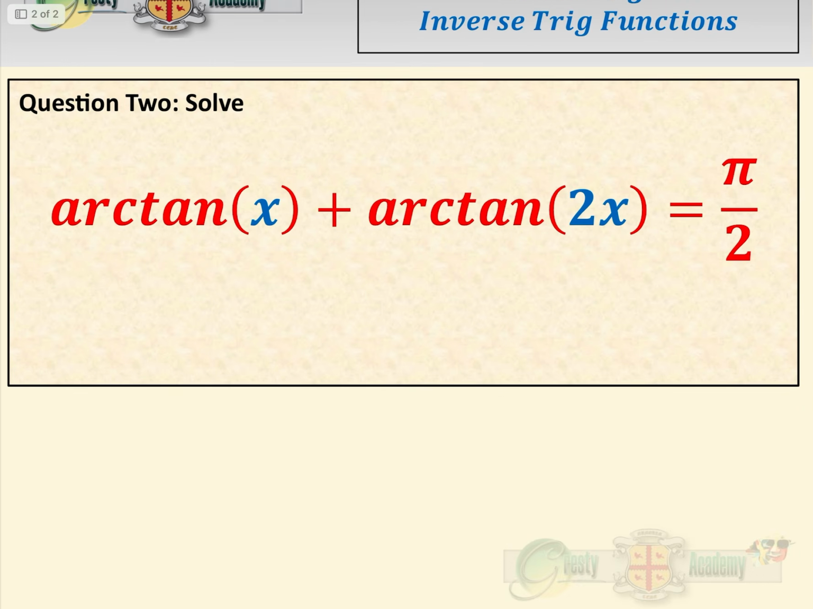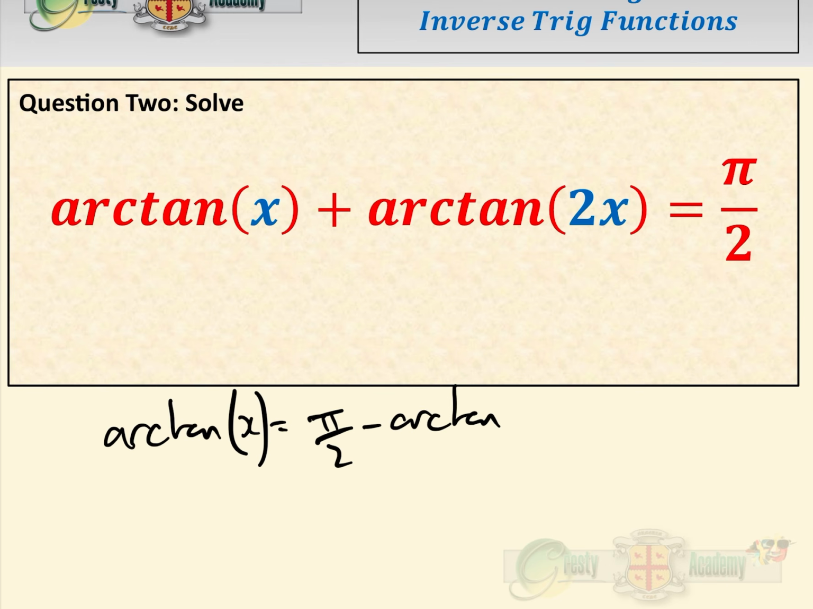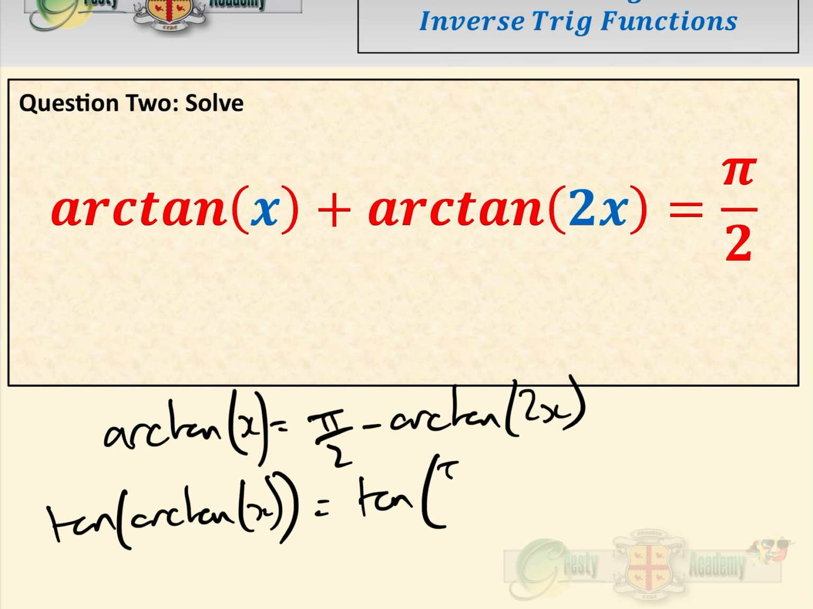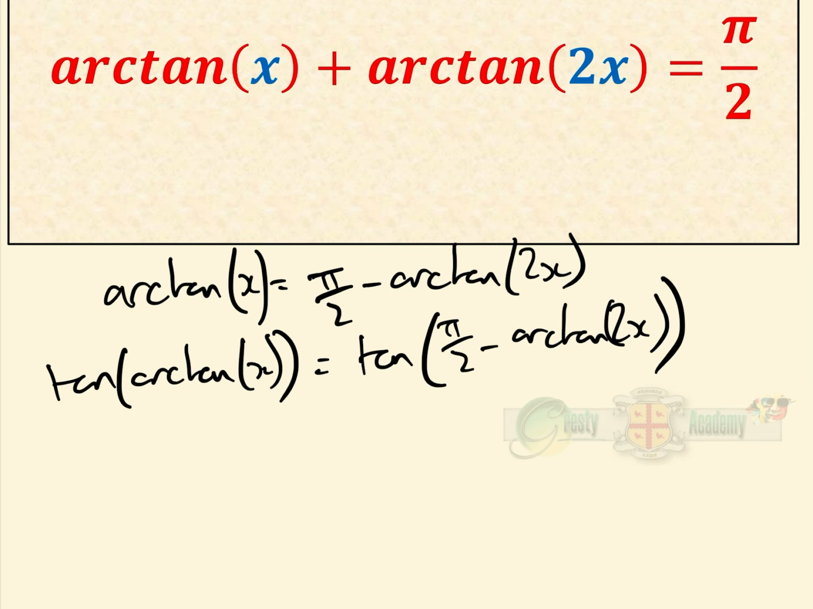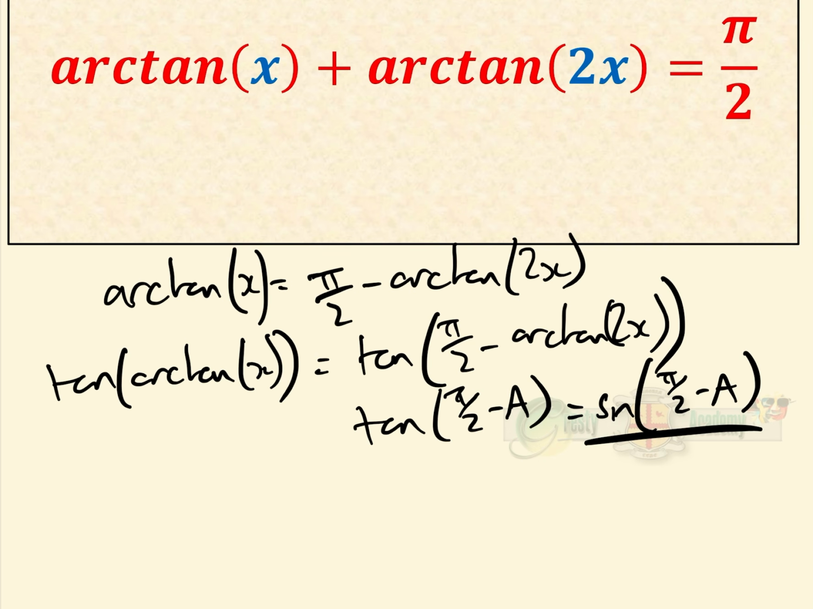Okay, so what we're going to do instead, let's just rearrange. So again, it's arctan of x equals pi over 2 minus arctan of 2x. Okay, now we're going to take tangent again. So tan of arctan of x is equal to the tangent of pi over 2 minus arctan of 2x. But what we're going to do now is look at this. Let's call this tan of pi over 2 minus a. And tan of pi over 2 minus a is equal to sine of pi over 2 minus a over cos of pi over 2 minus a.